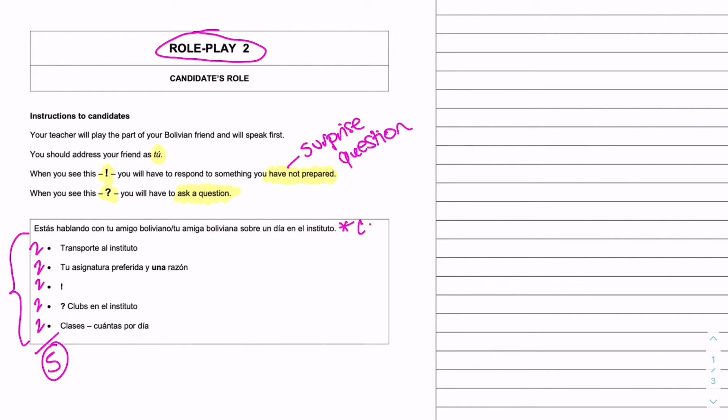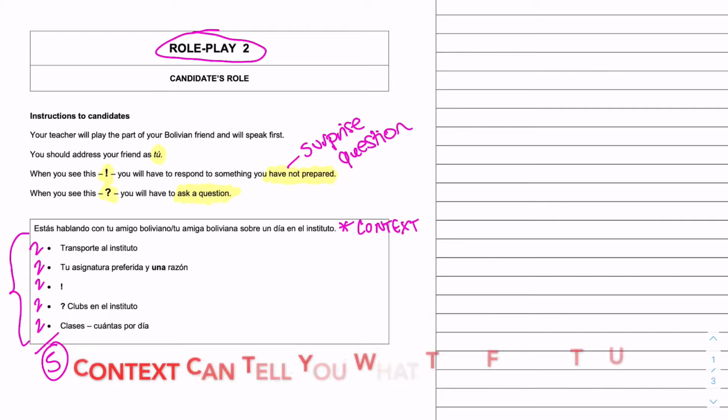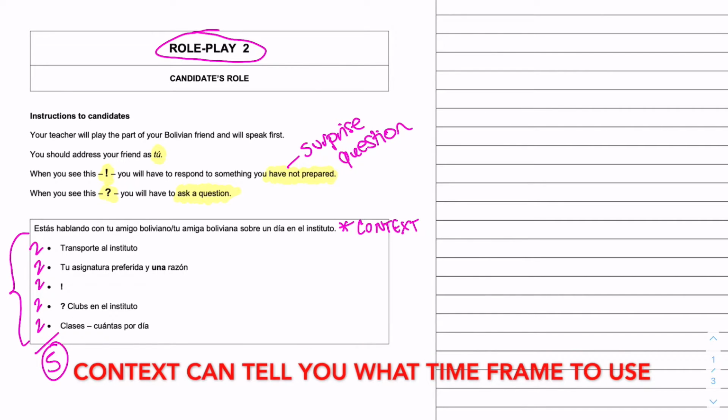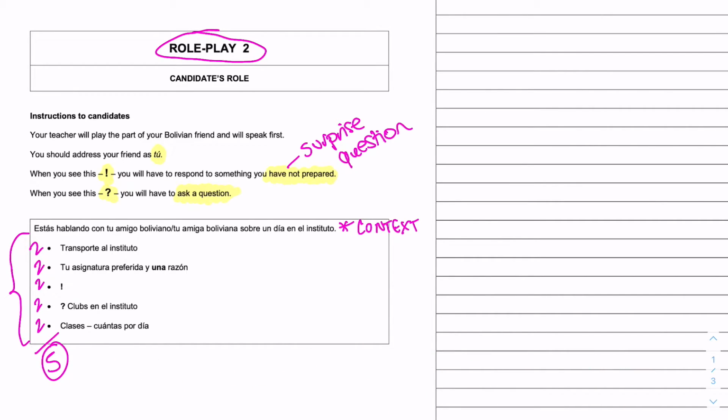So this context, in this case, it's not very important, but as you'll see with another roleplay that's coming up, the context can be really, really important and can help frame your answers, okay? But for the time being, all I've done is I've translated it. I know what the context is. So I've read the task, read the context.